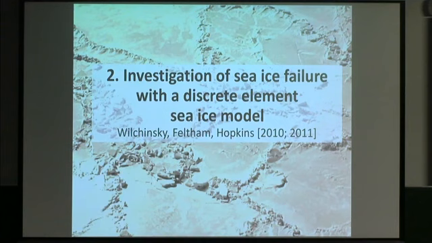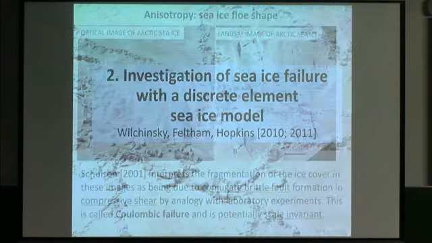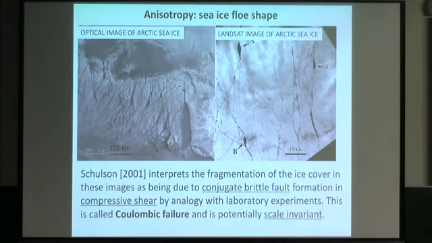So now I've motivated the problem, I want to spend a little bit of time describing some numerical experiments which we've performed to try to gain understanding of the way in which the ice cover breaks up into floes. So here are those same pictures I showed you a moment ago, and we heard from Erland Schulson how he interprets these oriented features as being due to compressive conjugate Coulombic failure lines. And I'm just going to say they're there. Okay, that's the motivation for this.